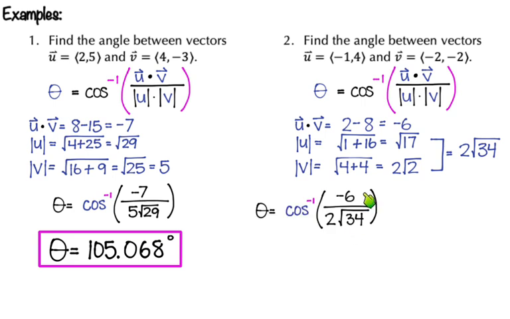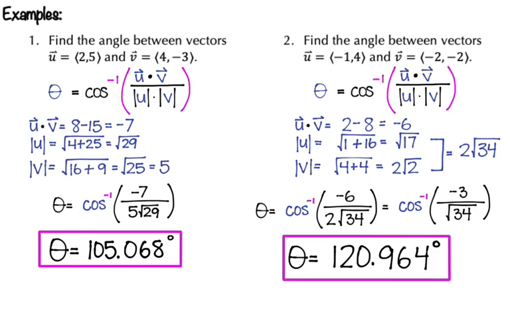And we have the arc cosine of -6 over 2 root 34. I did multiply these two together to get that 2 root 34 because we are multiplying our two magnitudes. I'm going to continue simplifying this because if I ask for an exact answer, you would have to leave it in this simplified form, which would be arc cosine of -3 over the square root of 34. You would plug this into your calculator, and you get the answer of 120.964, rounding to 3 decimal places.